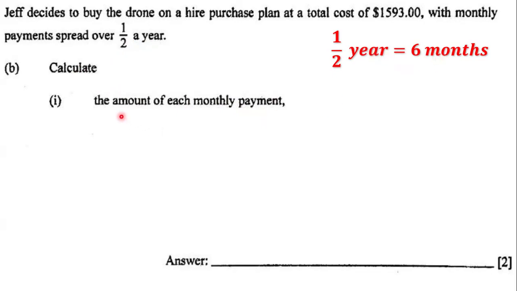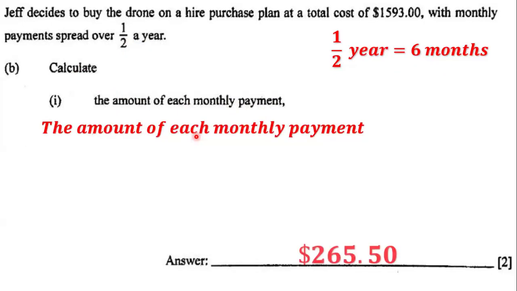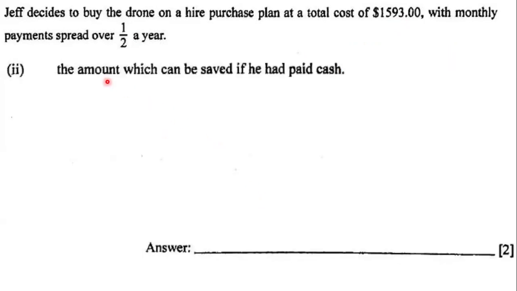And now we need to determine the amount of each monthly payment. The total cost on the hire purchase plan is $1,593. And so in order for us to determine the amount of each monthly payment, we're going to take $1,593 and we're going to divide it by 6. And when we divide it by 6, we get $265.50. And so that means that the amount of each monthly payment is going to be $265.50.